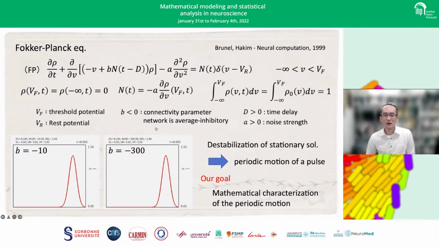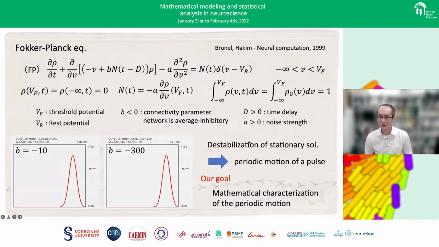Let's see this movie. This is a numerical result of the Fokker-Planck equation. As time proceeds, the pattern stops. This means that our Fokker-Planck equation has a stable stationary solution. In this case, we assume that B is equal to -10. In the next movie, we set B equal to -300.